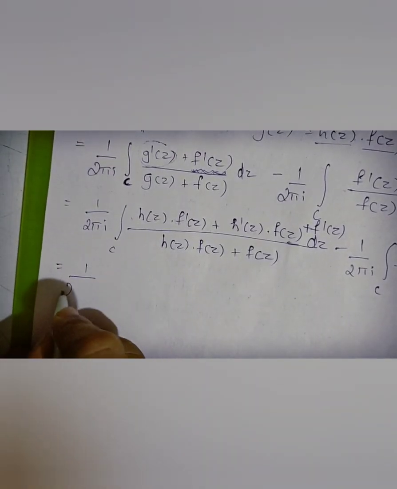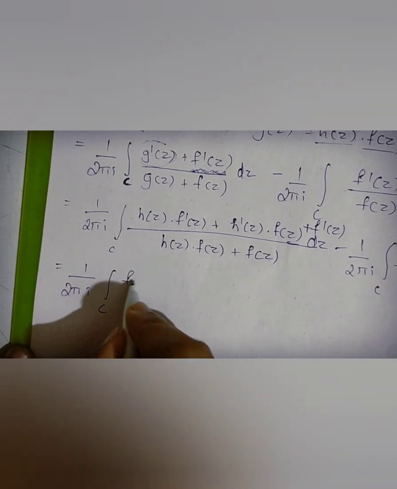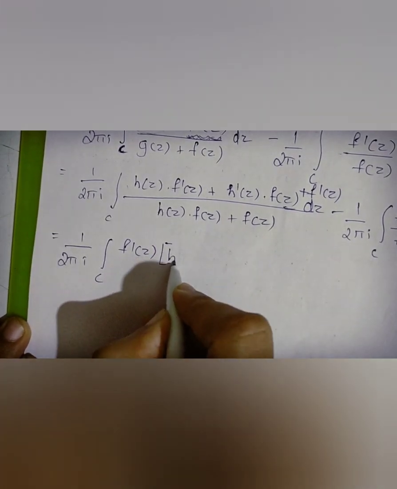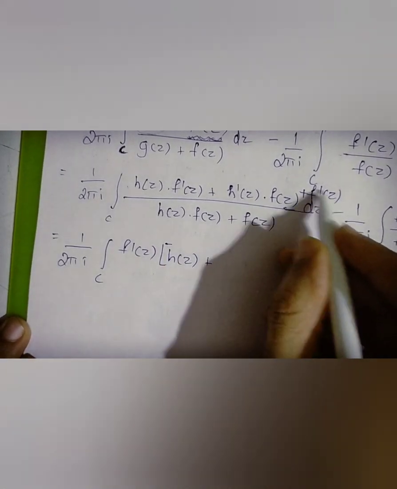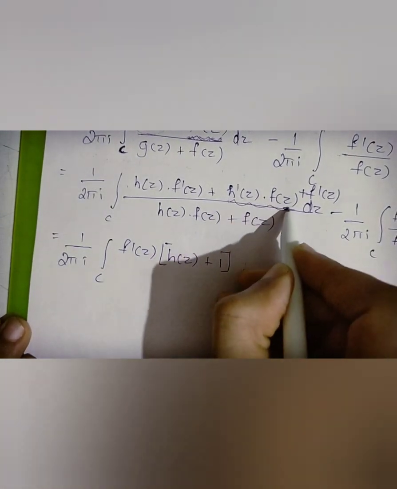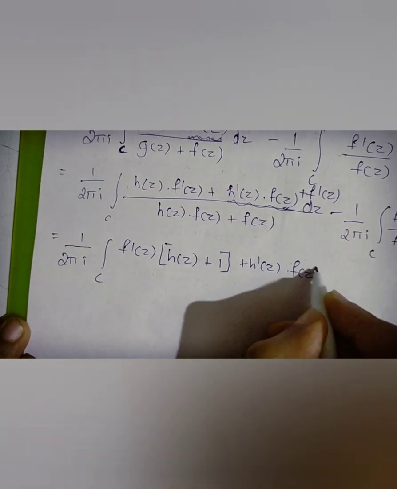So I will have something like this with me, 2 pi i integration over c. If I take that f dash z common out, what will be remaining with me? h of z plus, I am taking this out, so I will have just 1. And what else is there with me? I have this part, that is plus h dash z into f of z.